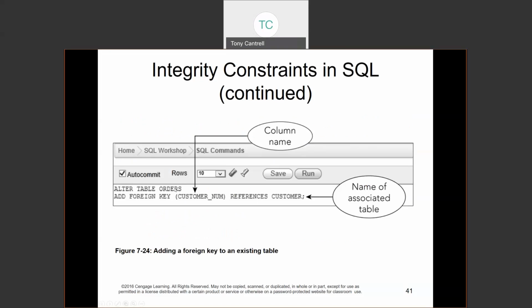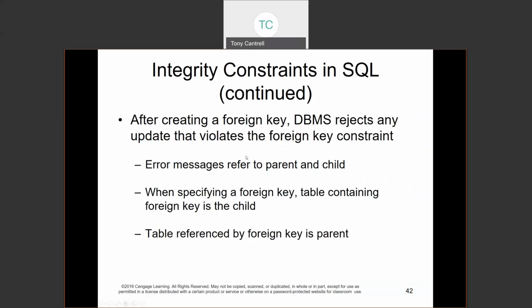And this example is the valid categories when they're going to use the check. So this says alter table orders, add a foreign key customer number that references customer. Now, if you're choosing to do this based on the book and not testing it in MySQL, which I wouldn't recommend, some students do, and I don't make them redo it. If you're doing it in MySQL, which I would prefer, you're going to have to put customer number in parentheses after the customer to make it work. After creating a foreign key, the database management system rejects any updates that violate the key constraint. You'll get an error message that refers to the parent and the child.